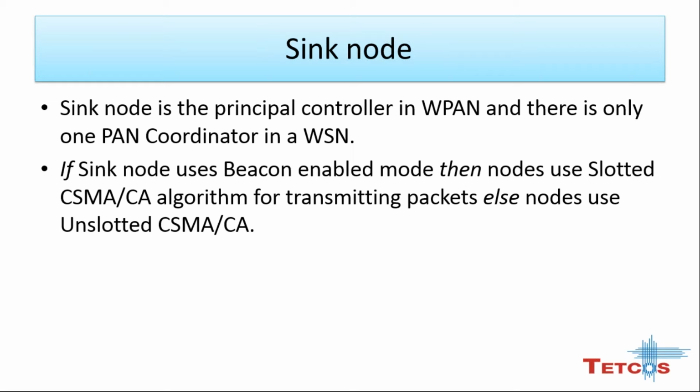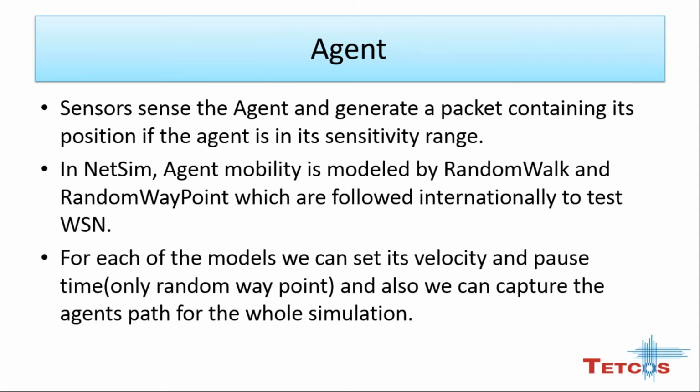Then sync node. The sync node is the principal controller in WSN, and only one sync node is used to receive data from sensors via a single agent used in the network. It can work in beacon mode or without beacon mode. When it uses beacon mode, it uses slotted CSMA-CA algorithm for transmitting packets. Otherwise, it uses unslotted CSMA-CA.